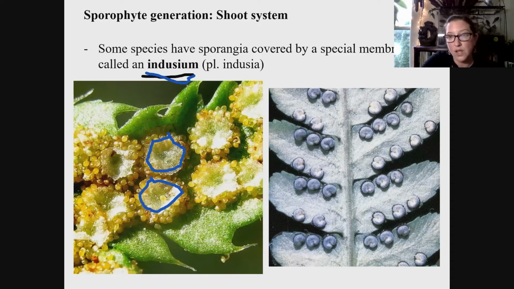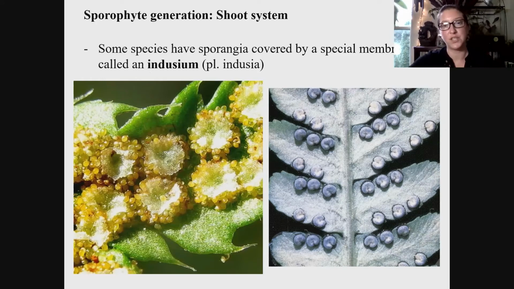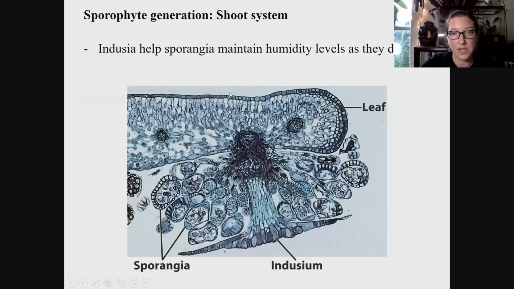On the right here, look, each fern leaflet, this leaflet has on it 8 sori, and you can see these sori are covered by an indusium that almost looks like a little hamburger bun. And so what the indusia do is they protect the sporangia from drastic changes in humidity, because they're very sensitive to humidity. Here is a cross section through a leaf.